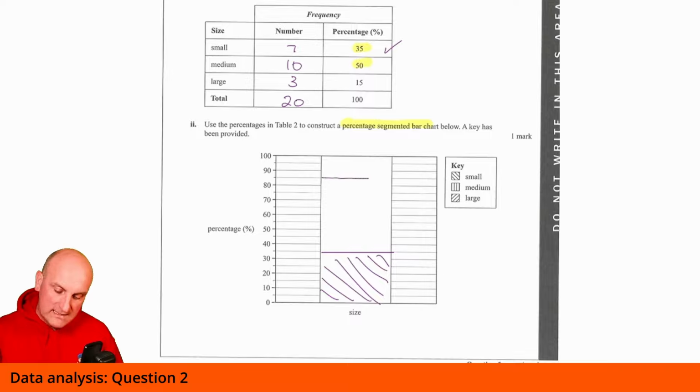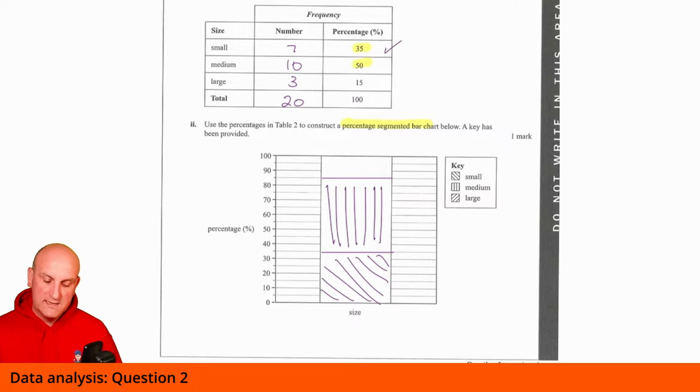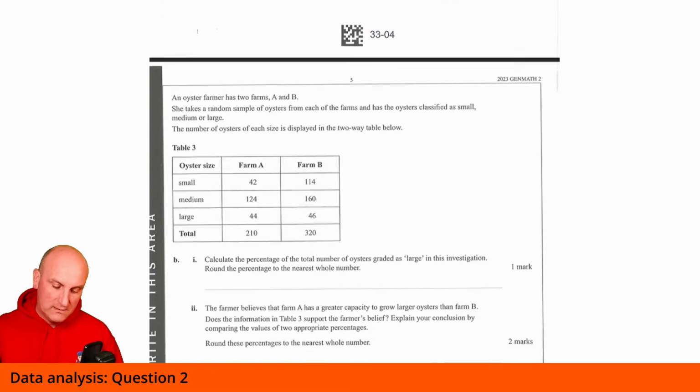So I'm now going to go to 85 and draw a nice, beautiful horizontal line. My medium has got vertical lines, and large should be 15%. Is this area now 15%? It would appear it is. So I'm going to do my cross-hatching the other way. Oh, look, colouring in, VCD, Studio Arts. How exciting. And there we go. So that's my percentage segmented bar chart. Percentage, not frequency.